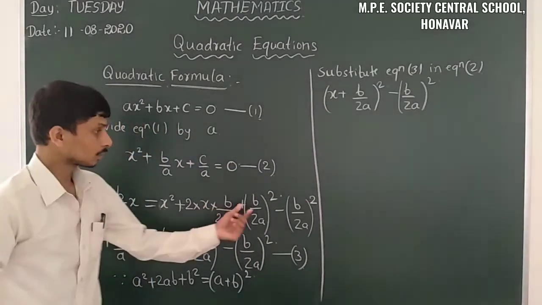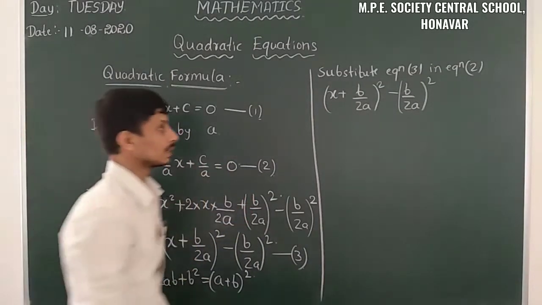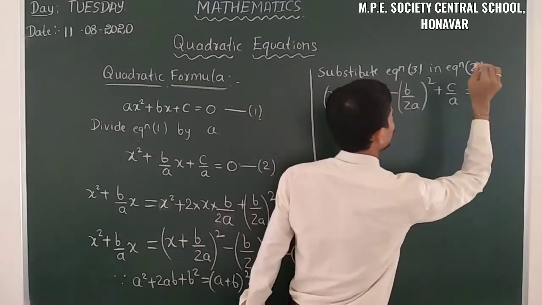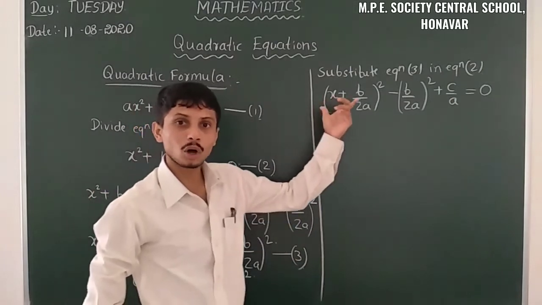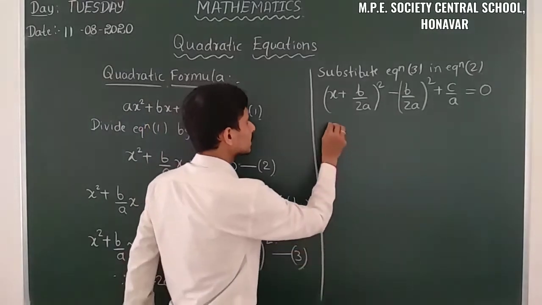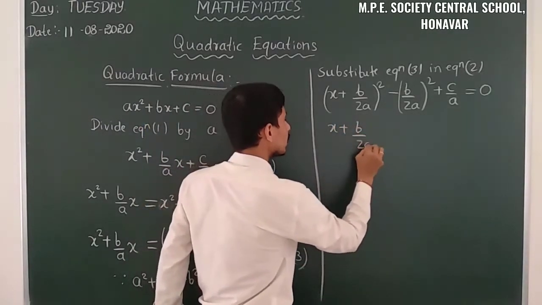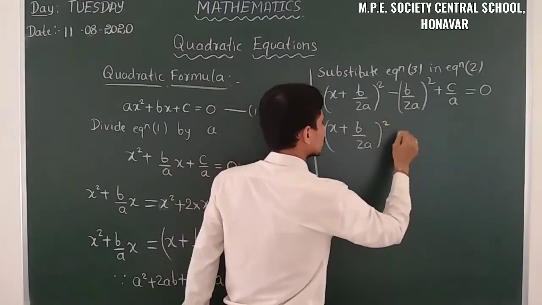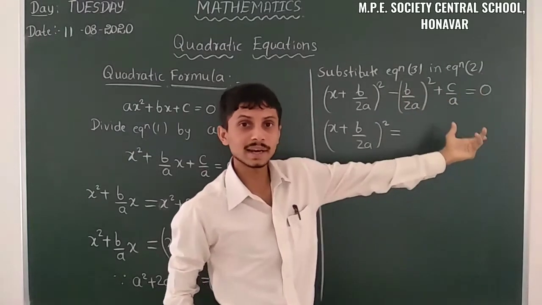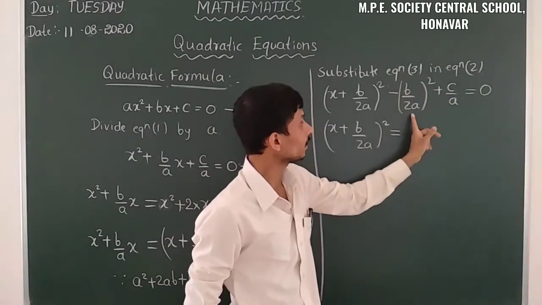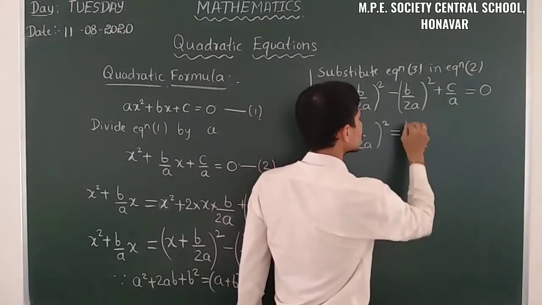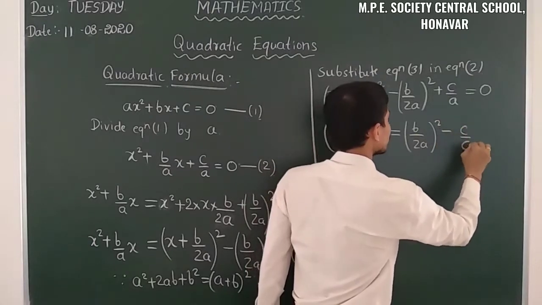Then one term remains here, that is plus c by a, plus c by a is equal to 0. After that, we have to solve this equation. How can we solve here? x plus b by 2a whole square is equal to, I will transpose these terms to the RHS side, so it becomes plus b by 2a whole square minus c by a.